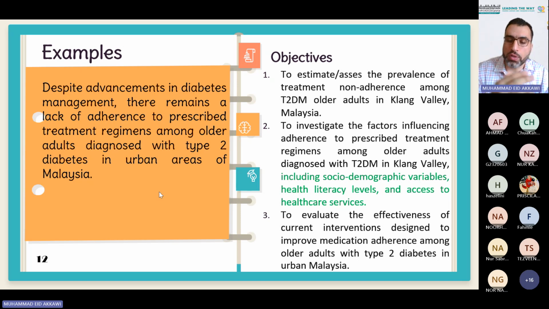And also for number one, to assess the prevalence of non-adherence, how do we assess the adherence? We have tools, of course. If you are familiar, we have the Morisky scale, and we have MyMAAT in Malaysia. We ask the patient some questions and we have scores. Based on these scores, we divide the patients into whether they are adherent or not adherent to their medications.